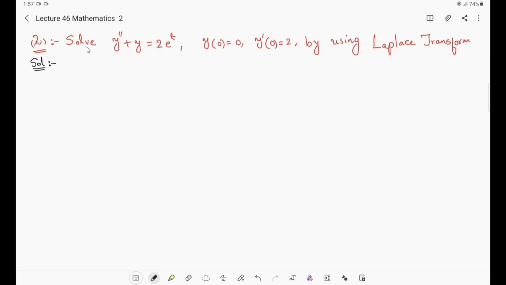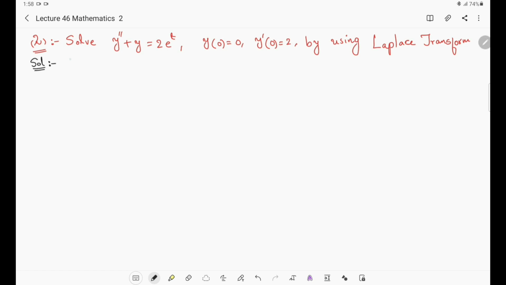Okay, the second question is: solve y double dash plus y equals 2 into e power t, also given y of 0 is 0 and y dash of 0 is 2, by using Laplace transform. Whatever knowledge we have obtained in this unit related to Laplace transform and inverse Laplace transform, all those formulae will be utilized here to solve ordinary differential equations. So we'll start the procedure.